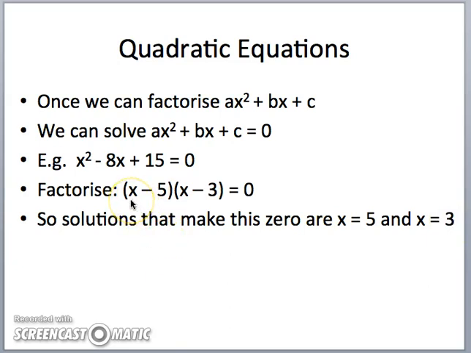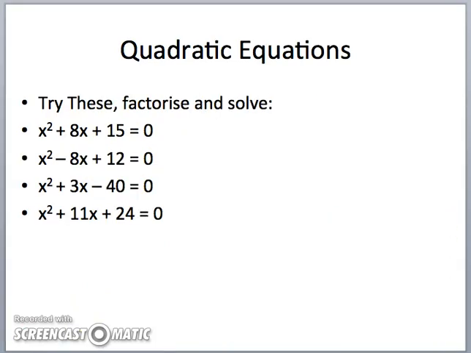I then usually get asked the question, do we just take the negative of what this number is? Well, in most cases, yes, that is the solution. If this was x plus 5, we would have x equals minus 5 as the answer. So just take care and double check that once you've got these two solutions, they do work. Here, when x is 5, 5 squared is 25, 5 eights are 40, so 25 minus 40 is minus 15, plus 15 equals 0, and we have our solution.